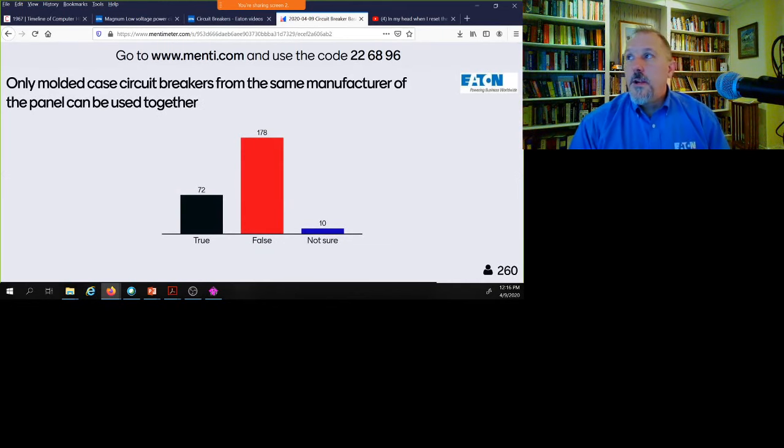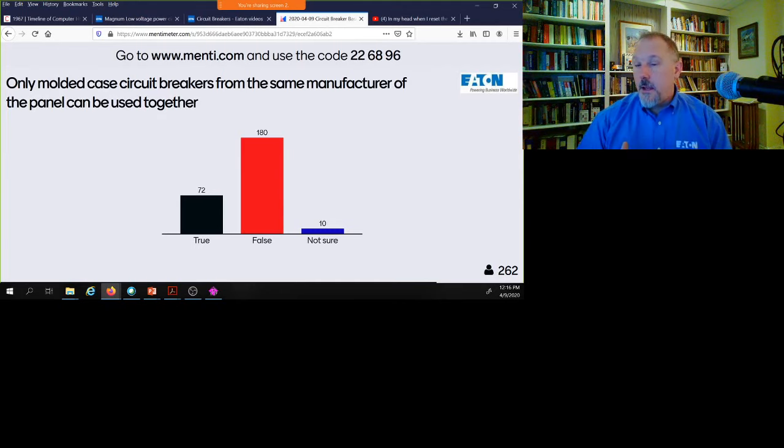Only molded case circuit breakers from the same manufacturer of the panel can be used together. 72 said true, 178 said false, and we got some of the guys back from the dessert table. Thank you very much. They're back in the game. Not that they were right on this, I don't know, but 180 got this right.